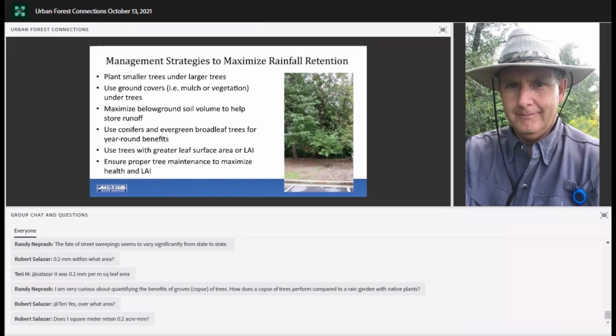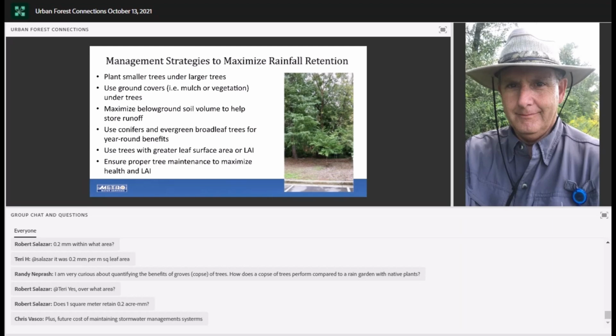I know it's not popular in many places, or it's not even feasible in many places, especially in the extra urban environment, but where you can, use conifers and evergreen broadleaf trees, because this will give us year-round benefit. Plant trees that typically have greater leaf surface area is a good example, or a good strategy to use. And then, ensure proper tree maintenance to maximize the health and to maximize leaf area index.